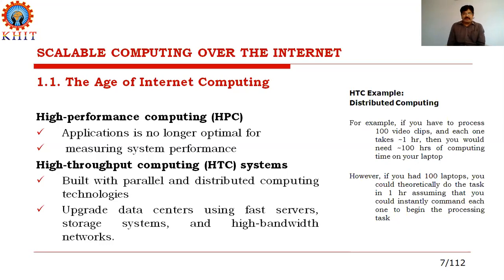Let us take a simple example of HTC. HTC is nothing but a high throughput computing system. The best examples are parallel computing and distributed computing technologies. Suppose you have to process 100 video clips and each one takes 1 hour, then you would need 100 hours of computing time on your laptop. However, if you had 100 laptops, you could theoretically do the task in 1 hour, assuming that you could instantly command each one to begin the processing task.